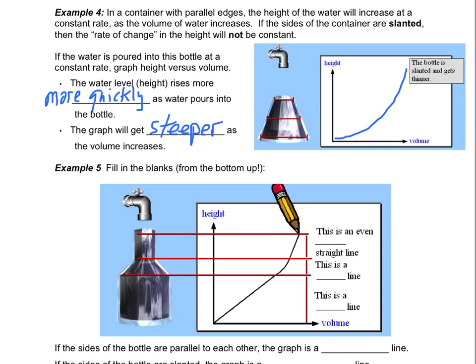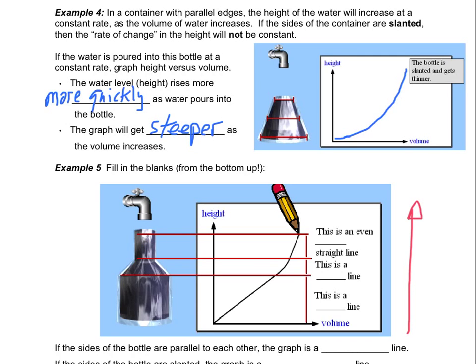So if we move to the next figure, the best way to look at this one is to look at it from the bottom up, because you're filling the container from the bottom up. Here, this container, we see that there's three unique sections to it. The first section at the bottom has parallel sides, but the container is quite wide at that section. Then we've got it where the sides aren't parallel and they're getting narrower as it goes up. And then the top section, they're parallel again, but it's narrower at that section.